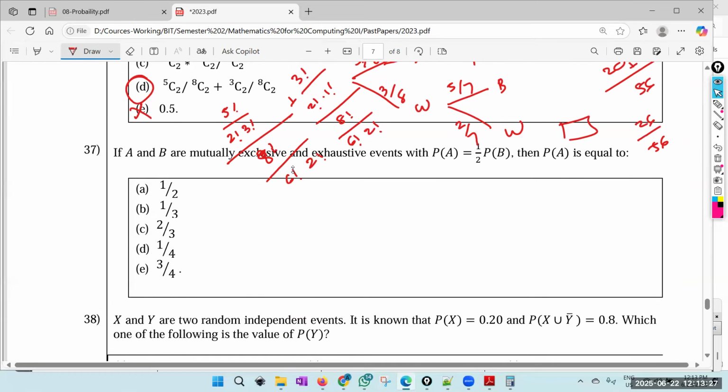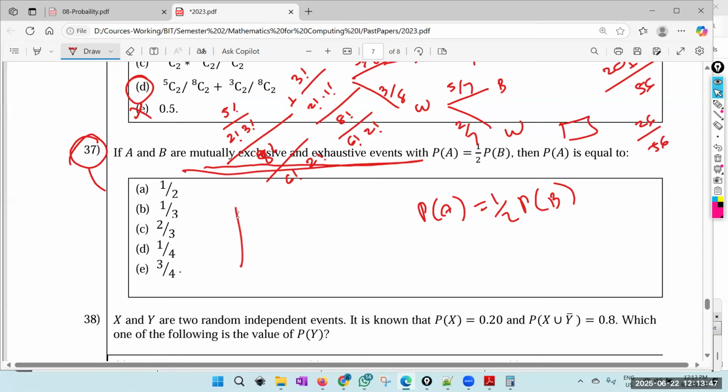Okay. Right. So this is an easy question. This is another model question. If you have done past papers at least for the last 5-6 years, you may have seen these kinds of questions. Right. So it says PA equals half PB. And mutually exclusive and exhaustive events.